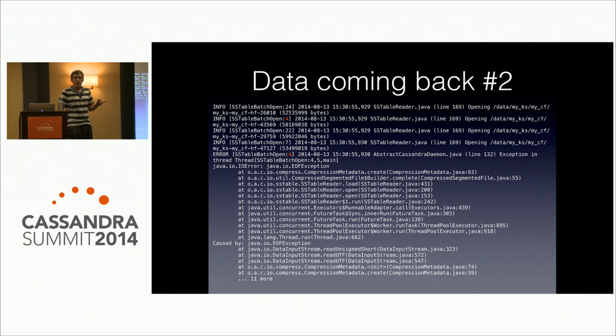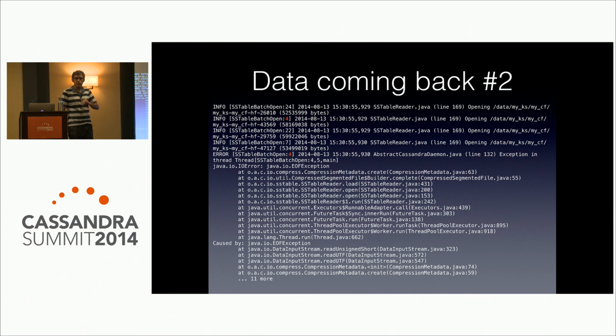A node had restarted. So I had a look in the log when it was starting up, and what it does is it loads each SS table. But then there was this exception on one, an EOF exception. The file's corrupted somehow.